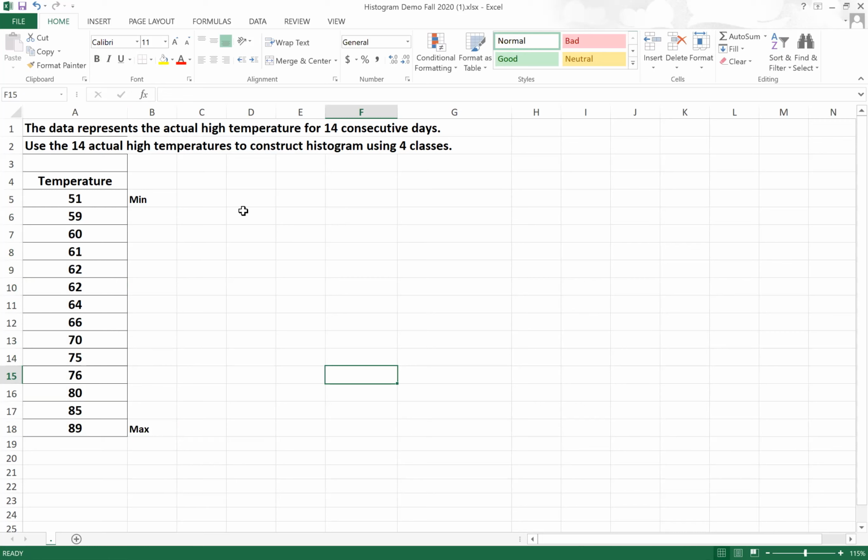Now, first thing, in order to construct the histogram, we need to know what we call the class width. We're using this formula: maximum minus minimum, divided by the number of classes. Here we want to use 4 classes, so we divide by 4. So the actual calculation should be, let's find that.